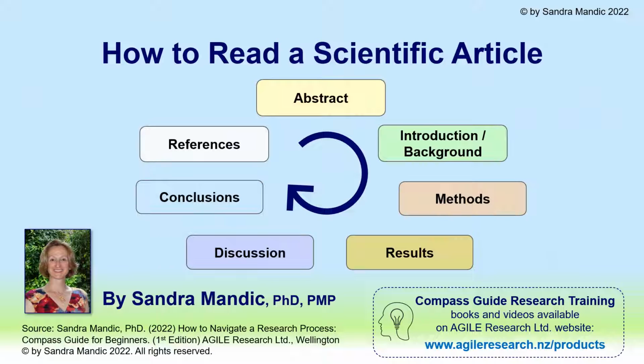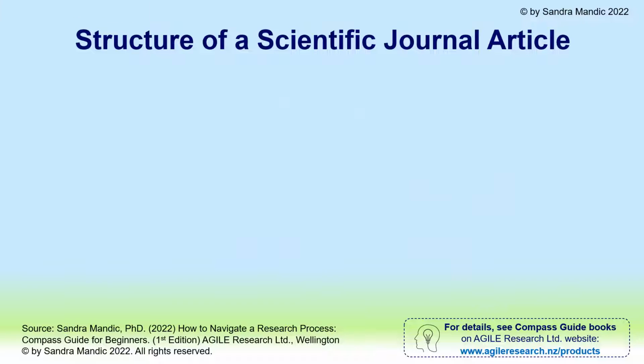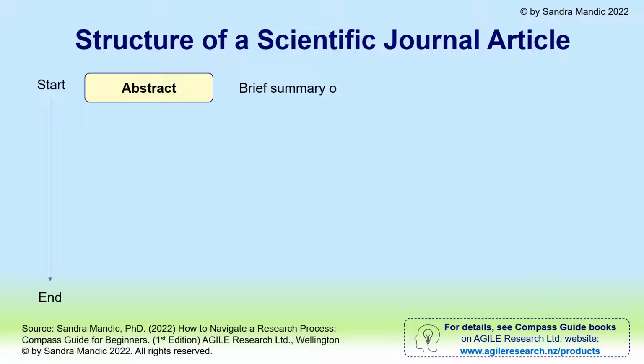This short video offers guidance to those who are new to research on how to read a scientific article. To begin, let's have a look at the generic structure of a scientific journal article. Scientific articles usually have an abstract. An abstract represents a brief summary of the study and key results.